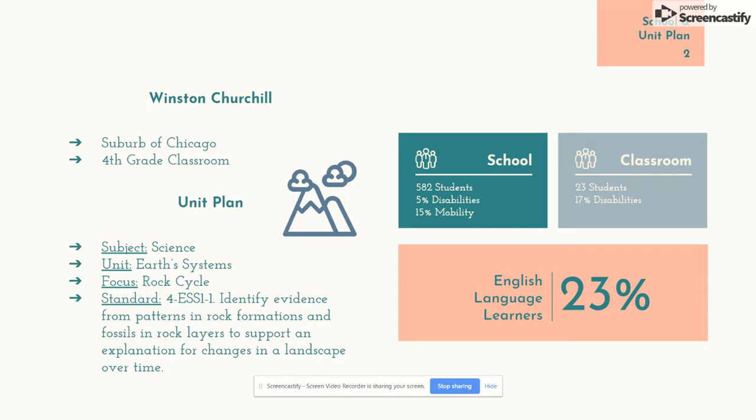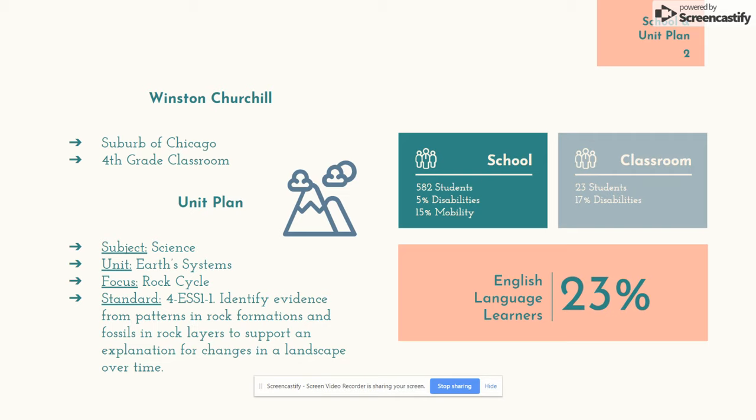One thing that's unique about our school is the very high mobility rate and the amount of English language learners we have due to a lot of students coming from outside of the country. For my unit plan, we will be focusing on a science second trimester unit on the Earth systems. Within the Earth systems, our particular focus is on the rock cycle.